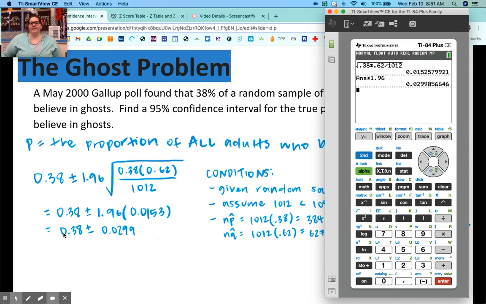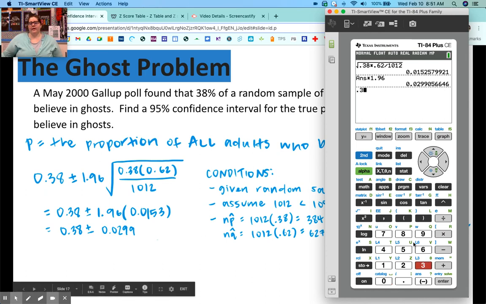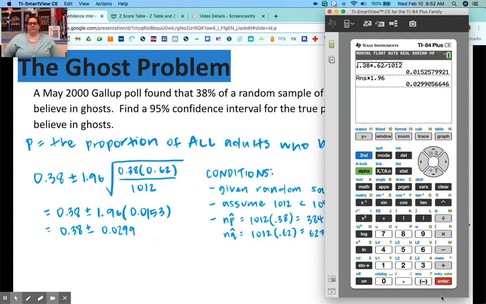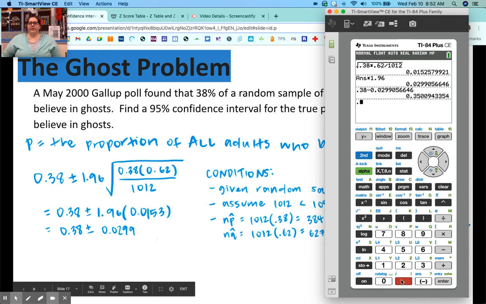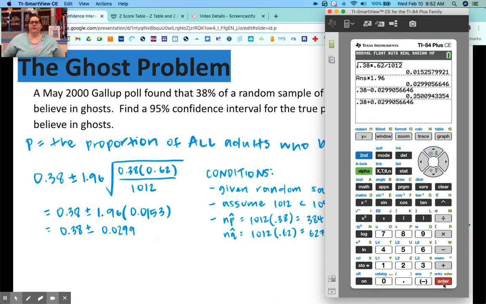And now I'm going to do the adding and subtracting. So I'm going to do 0.38 plus that number and 0.38 minus that number. So I can do 0.38 minus. I'm going to scroll up to it, push enter, and then 0.38 plus that number. Scroll up to it, enter, enter. So then I get my interval, which is 0.3501 to 0.4099. So about 35% to about 41% is my estimate, my confidence interval.